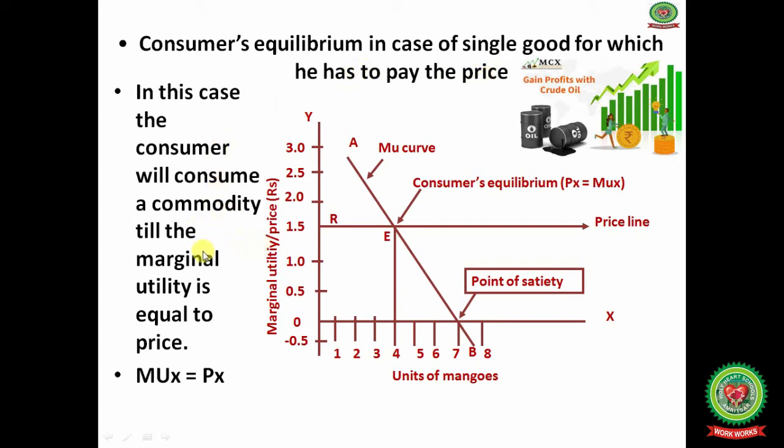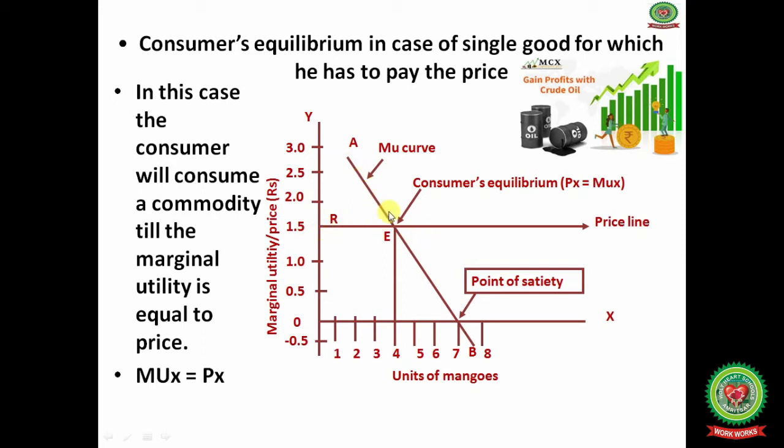Consumer's equilibrium in the case of a single good for which he has to pay the price. In this case, the consumer will consume a commodity till the marginal utility is equal to the price. That point will be the equilibrium for the consumer. On the y-axis we have measured the marginal utility, and on the x-axis we have measured the units of mangoes. With the consumption of the first unit of mango, marginal utility is 3. With the second unit, it is equal to 2.5. With the third unit, it is equal to 2.